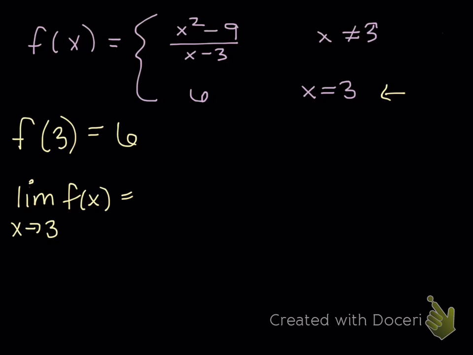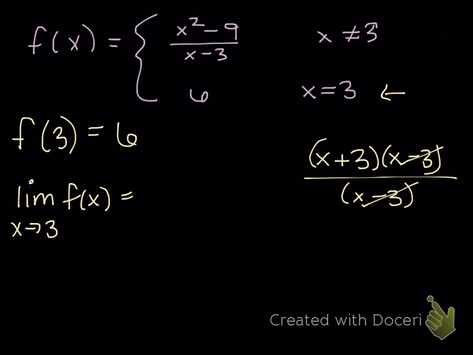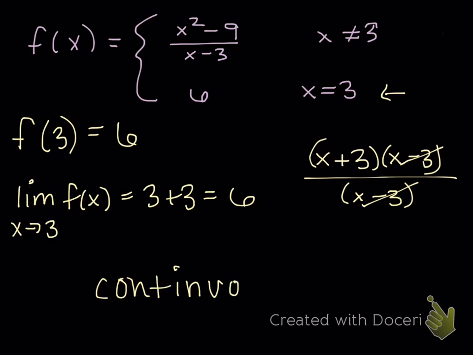Obviously if I plug it in, I'll get undefined. The top is the difference of squares, so this will be x plus 3 and x minus 3 in the numerator, which means I can cancel with the denominator, and I'm left with x plus 3. When I plug in the value of 3, I get 6. So we would say it is continuous at 3, and essentially that was the only key value we had to check, because that's the cutoff value of your piecewise function. So if it's continuous at 3, then it's not discontinuous anywhere.